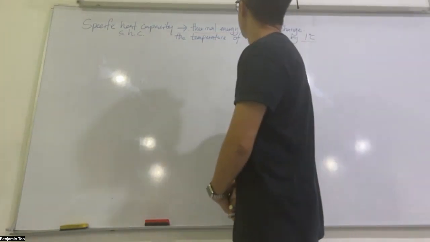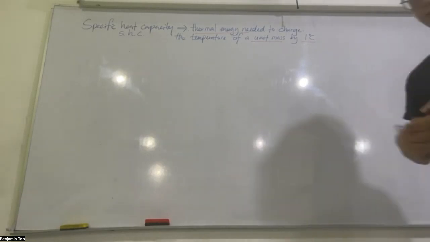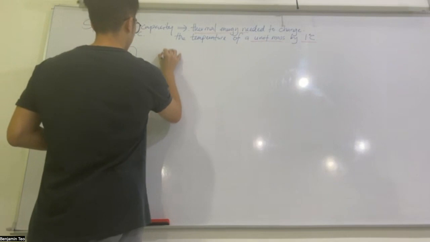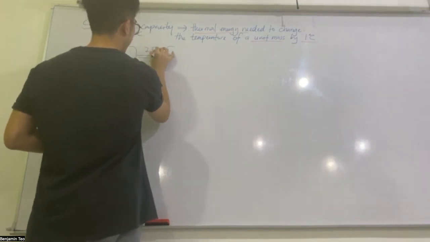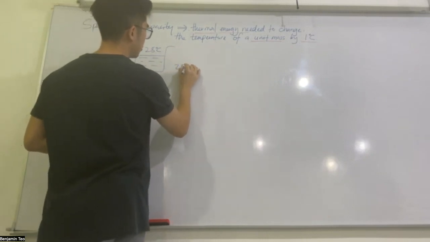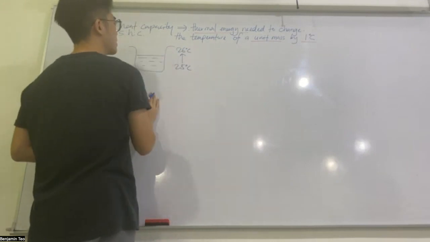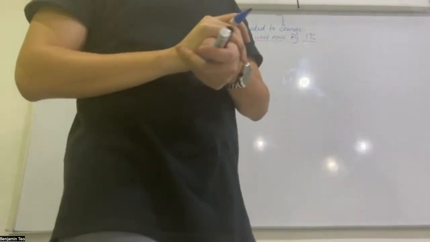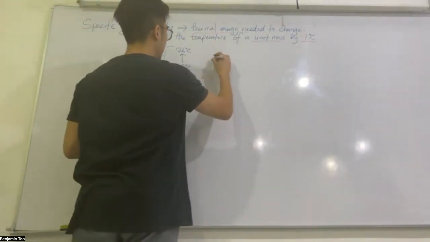The thermal energy needed to change the temperature of a unit mass by 1 degree Celsius. So meaning, if I've got a beaker of water, initial temperature at 25, and I want to bring it up to 26, just by 1 degree Celsius. This is 1 kg of water. How much heat am I going to need to bring it up by 1?